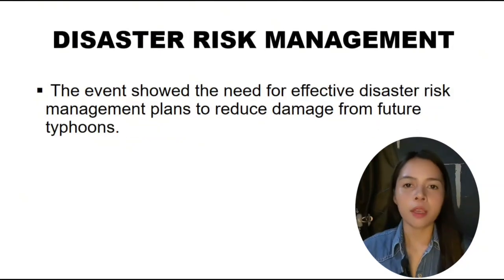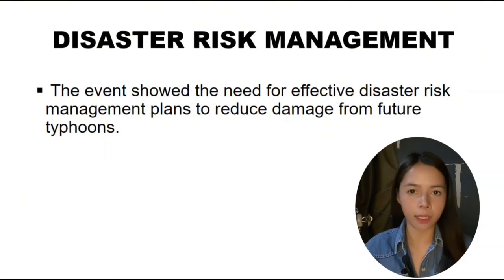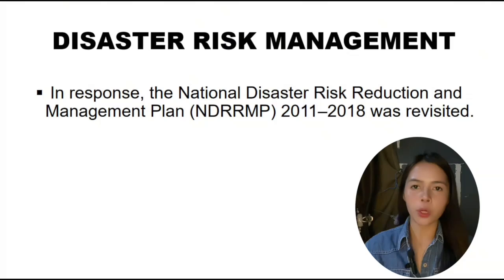Number 3, the event showed the need for effective disaster risk management plans to reduce damage from future typhoons. Because of what happened, people realized the need for a clear and strong disaster risk management plan. If there is a plan in place, we can prepare in advance and minimize the damage in case another calamity, like a typhoon, occurs.